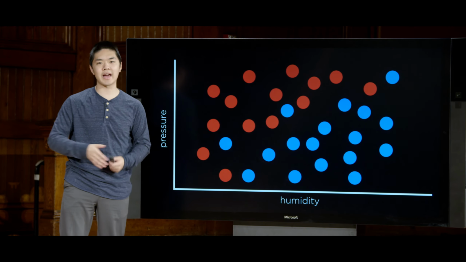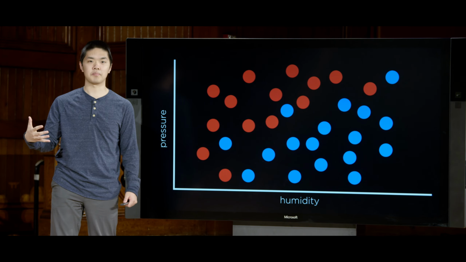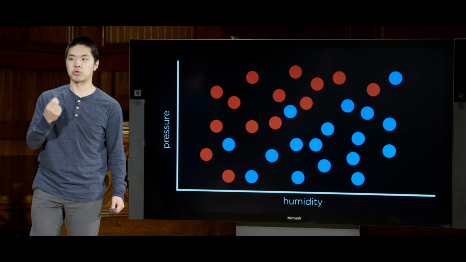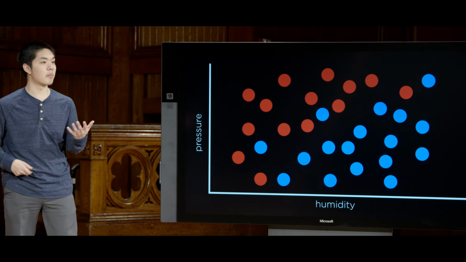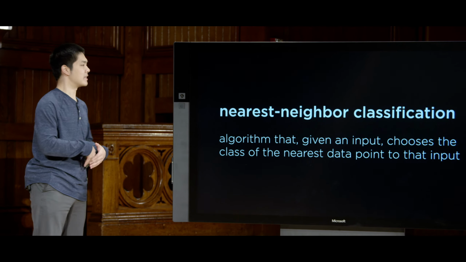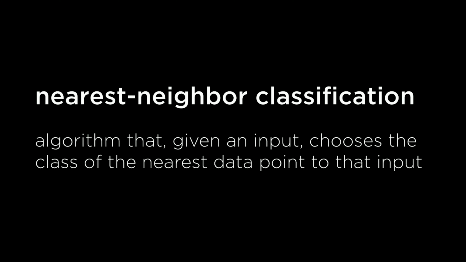It should fall into that category of, I think that day is going to be a rainy day based on that input. Might not be totally accurate, but it's a pretty good guess. And this type of algorithm is actually a very popular and common machine learning algorithm known as nearest neighbor classification. It's an algorithm for solving these classification type problems. And in nearest neighbor classification, what it'll do is, given an input, it will choose the class of the nearest data point to that input.